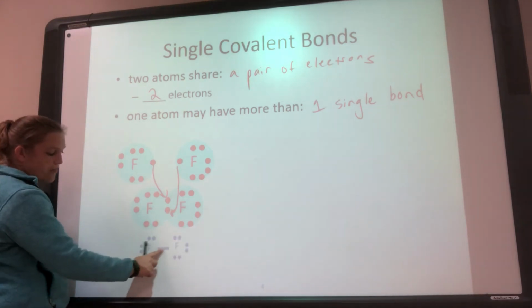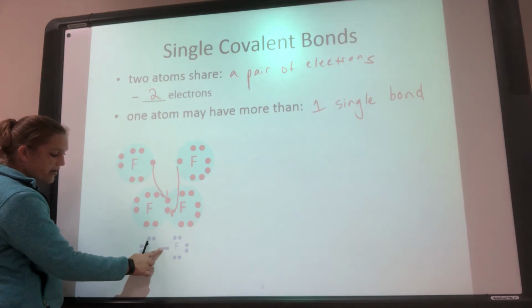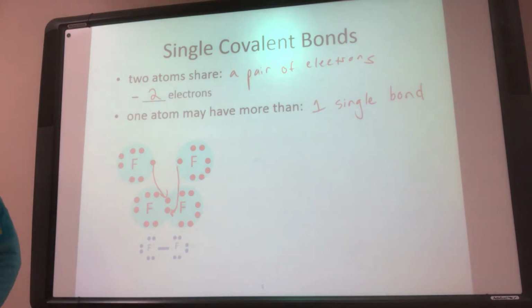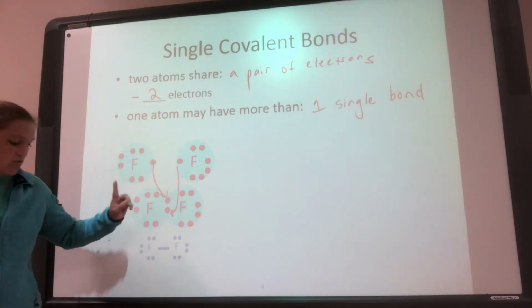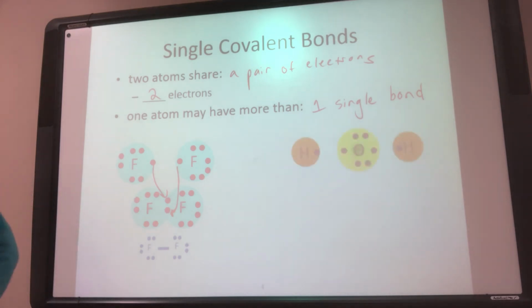So this is how we draw a bond. This is a single covalent bond. One line represents 2 electrons. Now this is where each one of these only makes 1 single bond, but you could make more than 1.